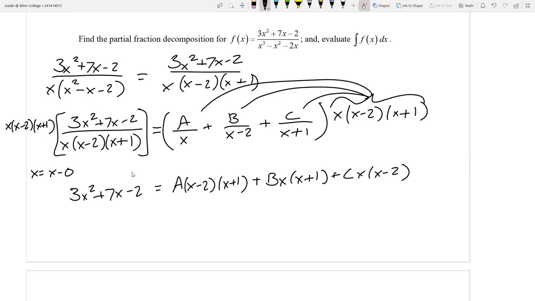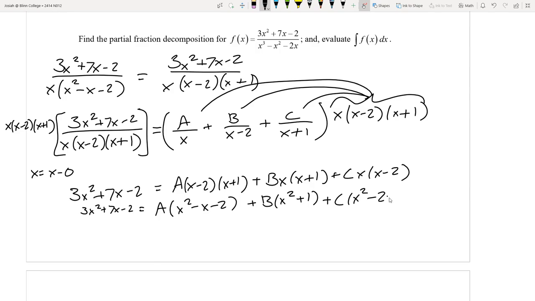And so again, we're going to want to multiply everything out on the right side. And so you can see that this one is definitely going to be much longer than the last problem we worked with. So we have A times, we multiply these guys together, we get x squared minus x minus 2, plus B times x squared plus x, plus C times x squared minus 2x. Sorry, there should be an x right here too. All right, we continue multiplying. Ax squared minus Ax minus 2A, Bx squared plus Bx, and finally Cx squared minus 2Cx.